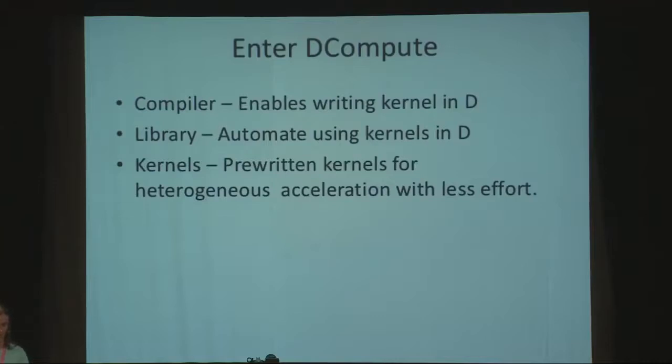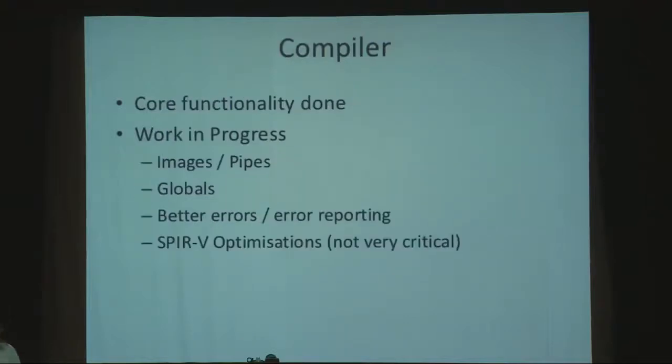It's a set of three things. There are compiler extensions and changes to enable writing kernels in D. There's the library portion, which uses D's metaprogramming to automate calling of the kernels, because that's the most painful part. And then once we've done that, we can set up a set of pre-written kernels for standard use to increase adoption. So the compiler work is mostly done, as in it's functional.